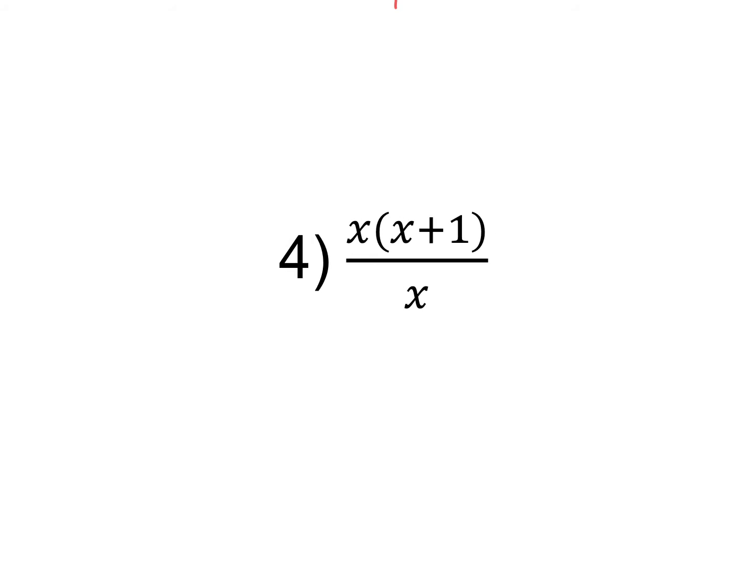Oh, here we go. This time we can simplify the x's because this x is being multiplied to this binomial. There's no addition or subtraction sign in between these two. So this will actually simplify, and I can cancel, and I'm left with x plus 1.